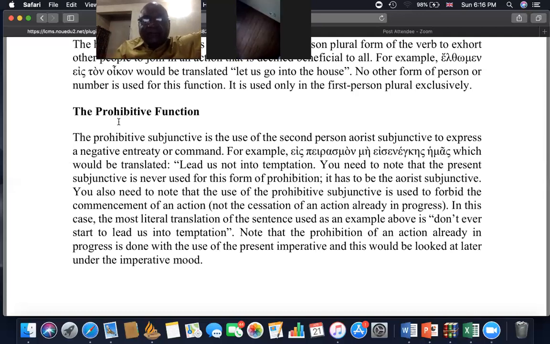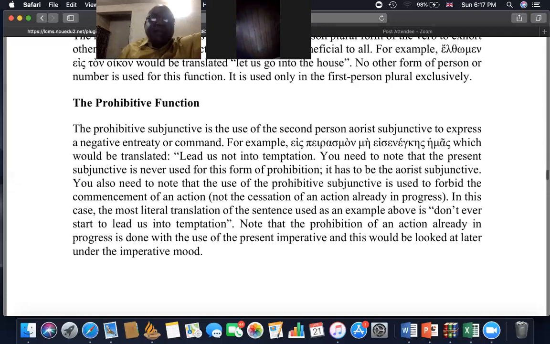Now, look at this very important warning. The present subjunctive is never used for this form of prohibition. It is aorist subjunctive. And if you look at this negative command, it is used to forbid the commencement of an action. Take care of that. It forbids commencement. So, for example, even though that sentence says, lead us not into temptation, the real import is, don't ever start to lead us into temptation. Don't let it even occur. Now, there is another form of prohibition which you will have in the imperative. That one is used to stop an action that is already in progress. So, distinguish between the prohibitive subjunctive and the prohibitive imperative.